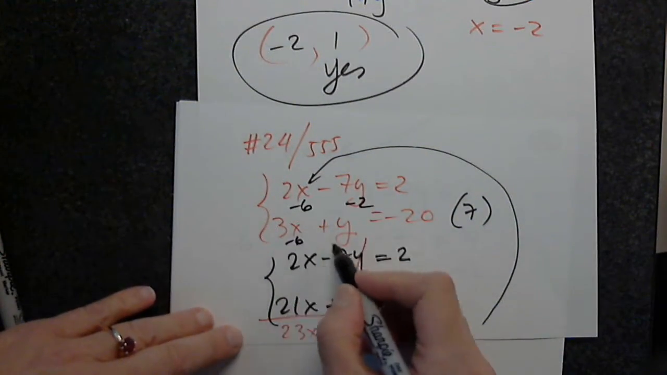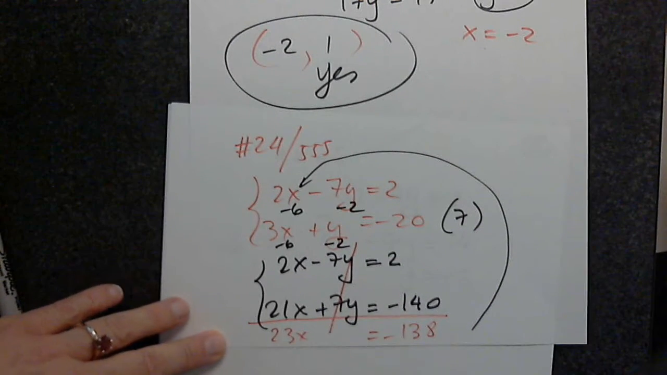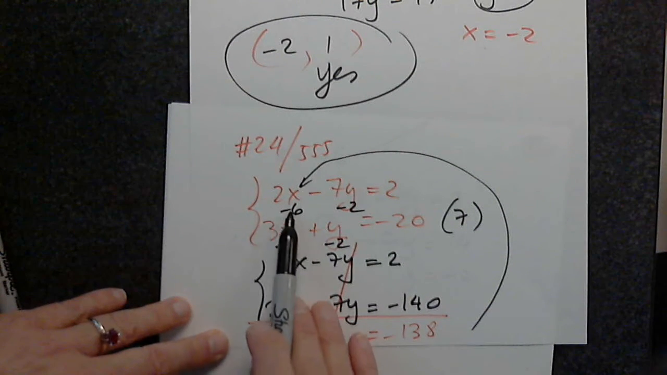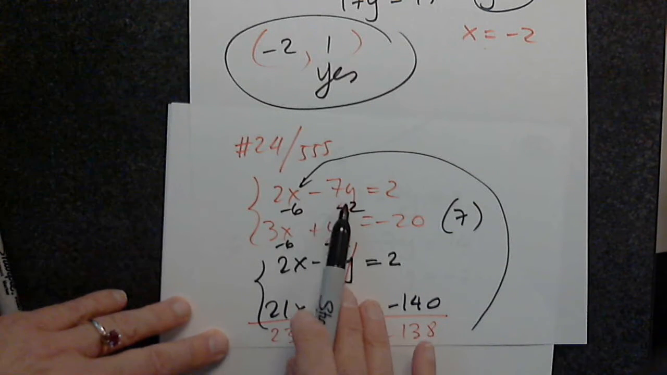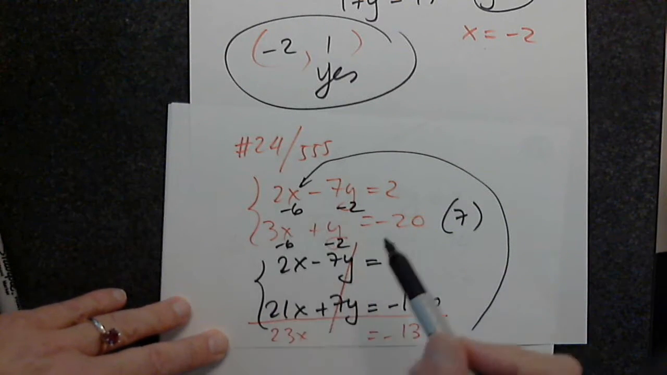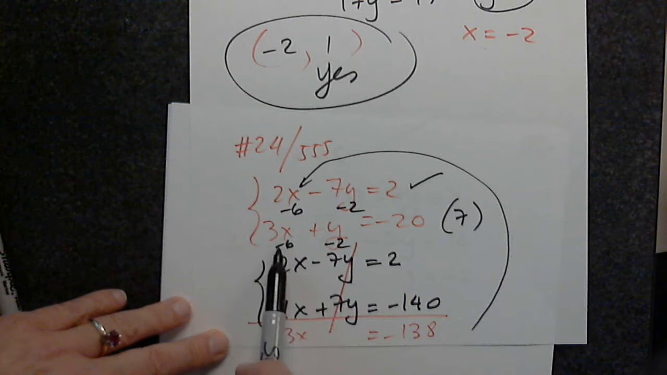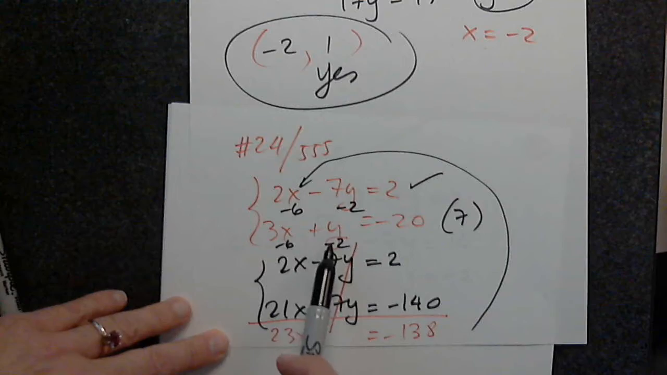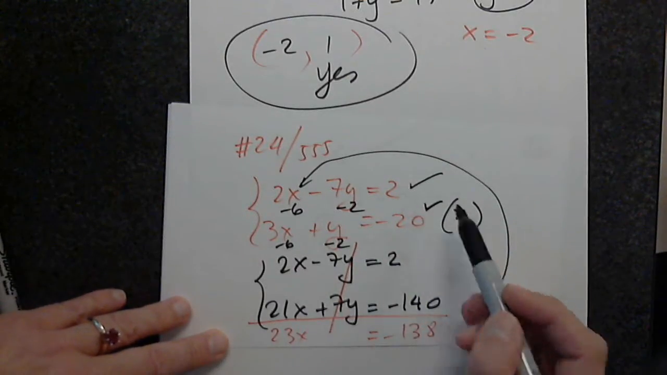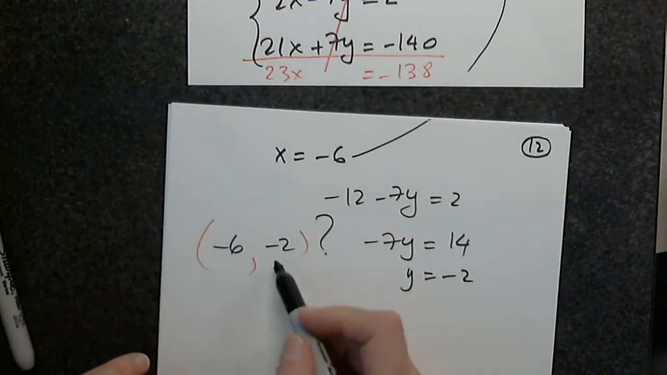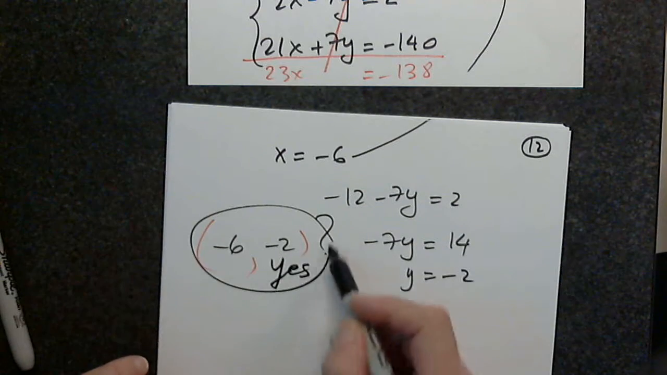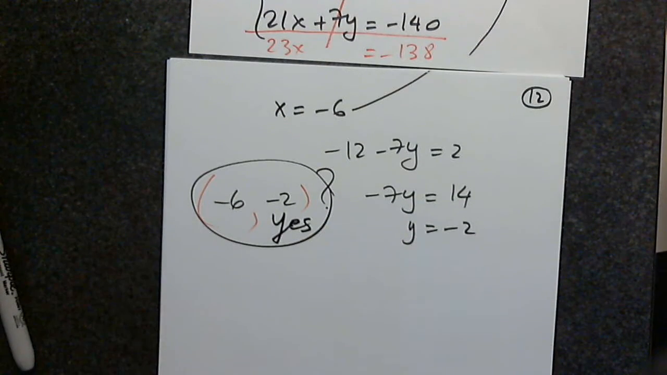-6, -2. Let's do this together. 2 times -6 is -12, but this is positive 14. -12 plus 14 is indeed 2. Here we have -18, and then it's a -2. -18 minus 2 is indeed -20. And this is a definite yes, and no one can find another solution. This is the one.